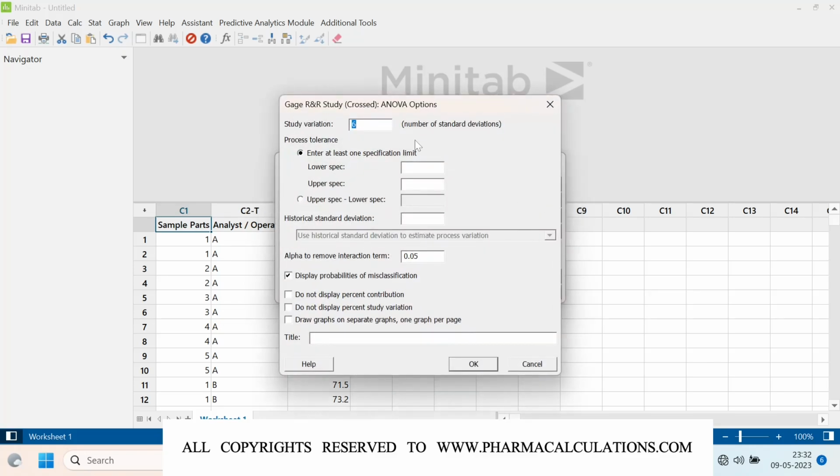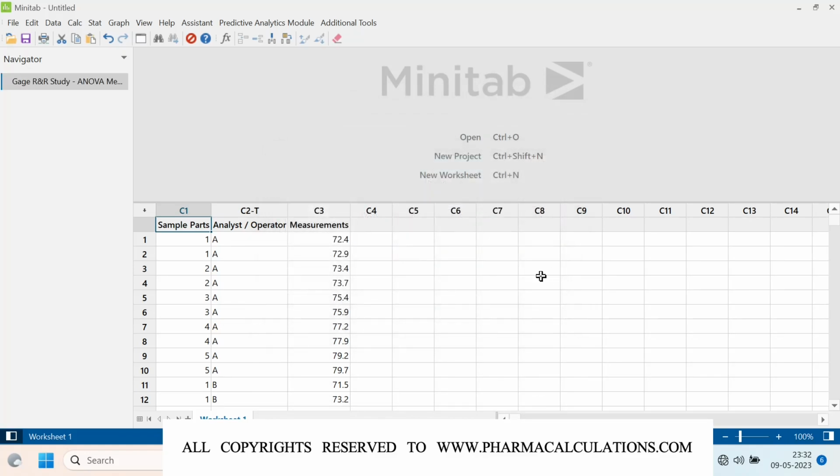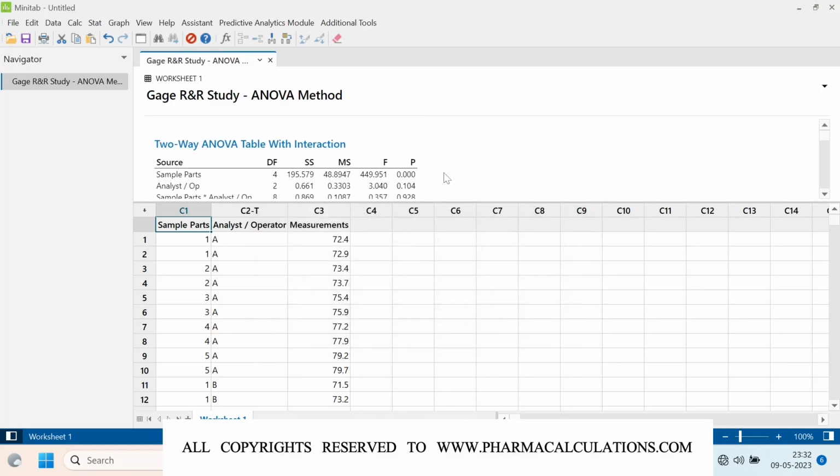And in these options, we have to mention the study variation as 6. Why? Because I want to have 6 times the standard deviation. And coming to this tolerance, I'll be selecting it as 5, like the difference between upper spec and lower spec. I have selected 5 and I would like to perform this with a 95% confidence level. So I'll be clicking OK, and now just click on this OK.